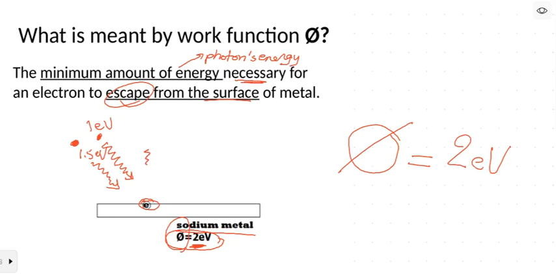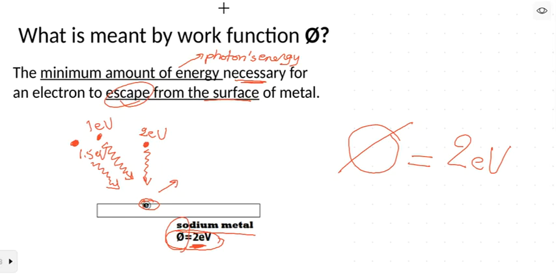You see? So if I give it another photon with energy exactly 2 electron volt, it will leave, but without kinetic energy, without speed. You understand? To understand these details, we'll go to the next slide, and we understand more. But I hope you get the meaning of the work function.